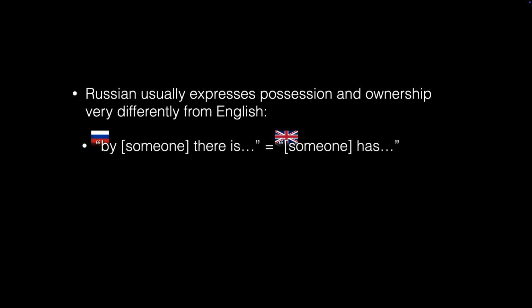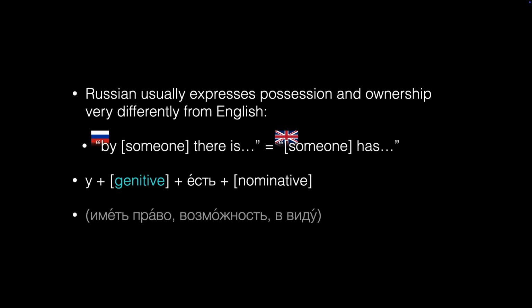Summing up, Russian usually expresses possession and ownership very differently from English. Use "у" with the possessor in the genitive, followed normally by есть, and the thing possessed in the nominative. Avoid using the verb иметь unless you're talking about abstractions or in some set expressions.